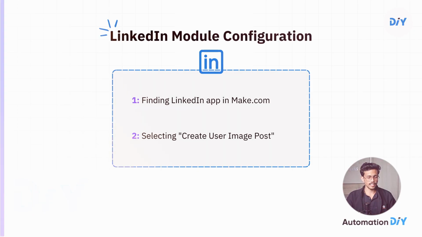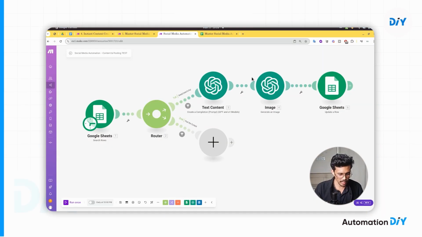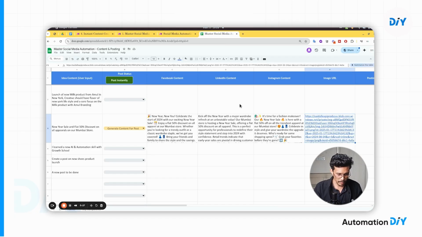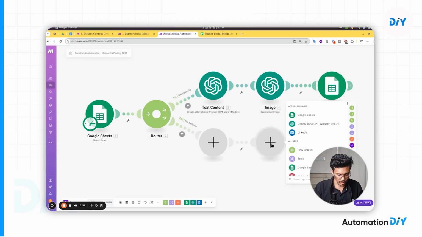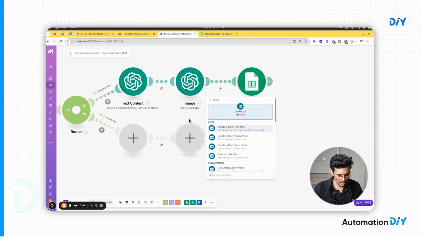So let's get started. Here you can see that after generating the content and posting it into our Google Sheet in separate columns for different social media platforms, we are going to learn how we can configure our LinkedIn profile. If I search for LinkedIn pages, here you can find the LinkedIn app. In this particular LinkedIn app, you can see multiple actions, at the organization level and the user level.